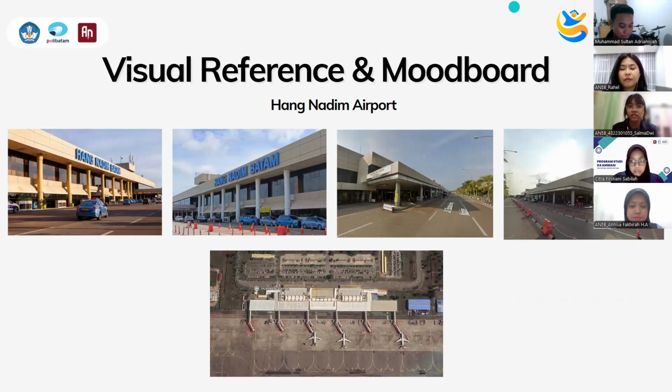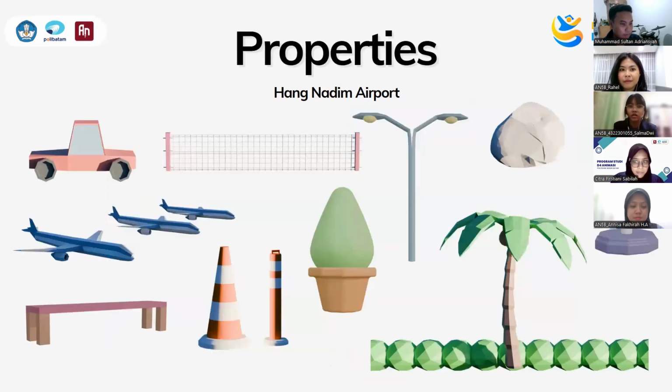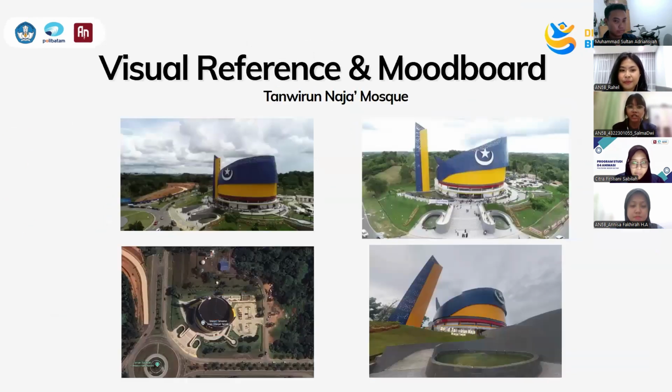Next slide. Here is the result of our 3D model, which includes the front view, the airplane area, and the runway. Next, we also created several props to complete the airport area, such as cars, traffic cone, fence, plane, the lamp, bench, traffic sign, and rubbish bin. And the next slide will be about the Tanjak Mosque, which will be presented by my teammate Citra.